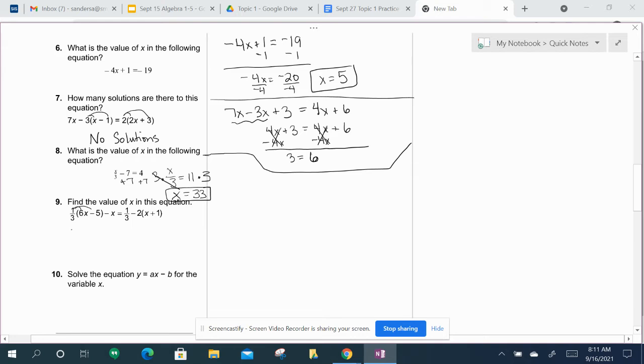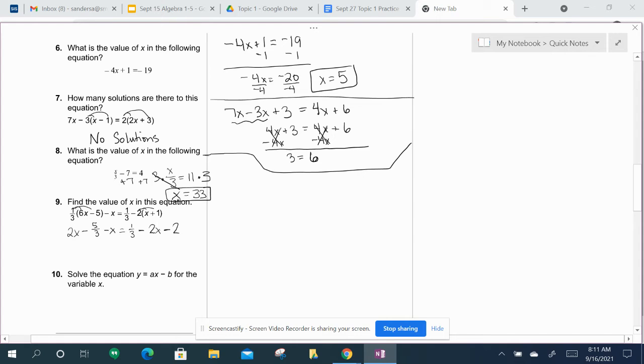1/3 times 6x simply becomes a 2x. And 1/3 times -5, I'm going to leave as a fraction so I have my exact answer, so I'm going to leave it as -5/3. And then I still have a minus x hanging out there on the left side. On the right side, I'm just going to bring down the 1/3, but then I'm going to distribute that -2. So -2 times x would become -2x, and -2 times 1 would become -2.